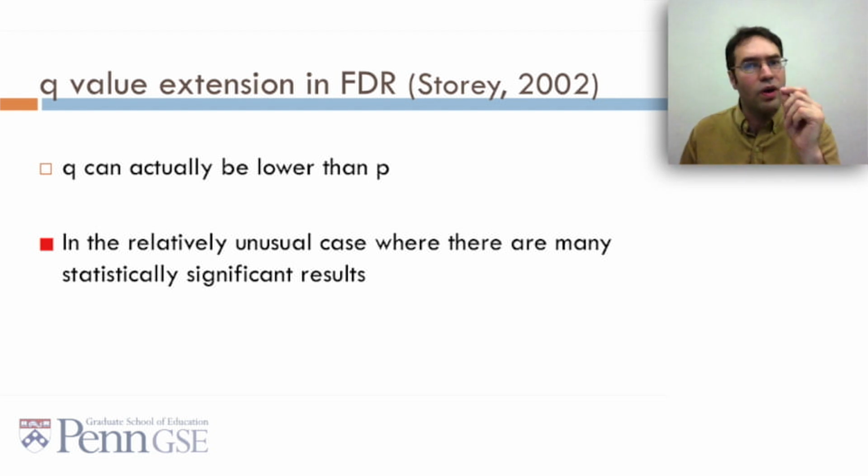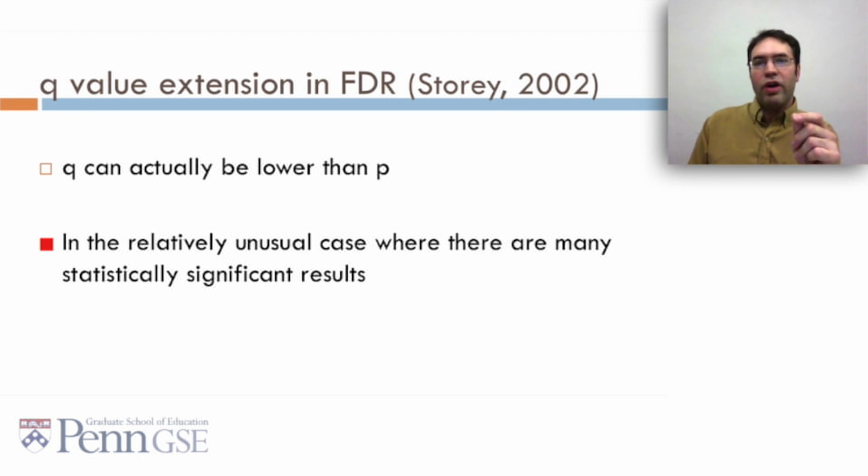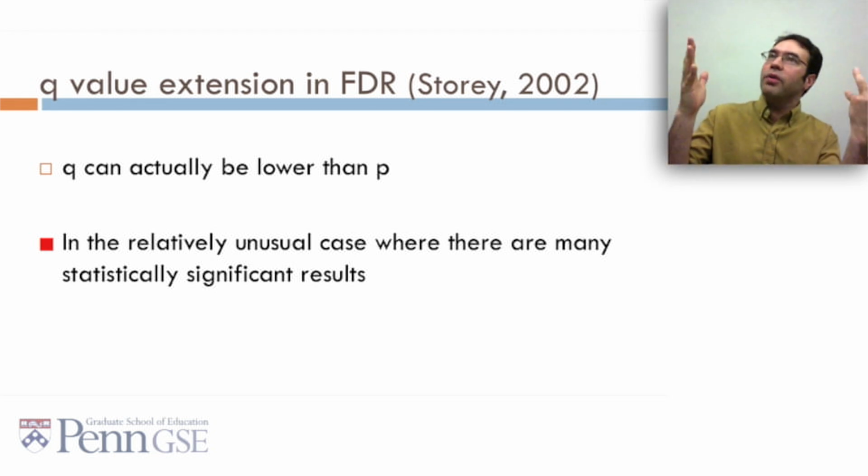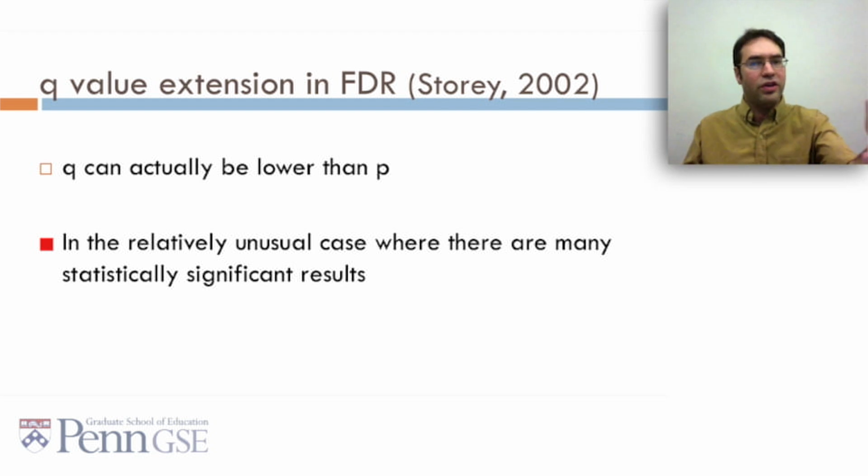Incidentally, for those of you who are R lovers out there, the only package that really can do Storey's adjustment right now is in R. So if you've been spending the whole class going, why are they using RapidMiner? We should be using R. I love R. Well, here's your chance.